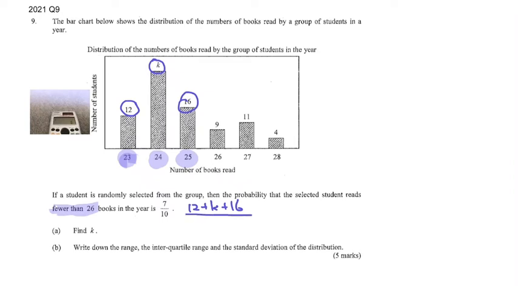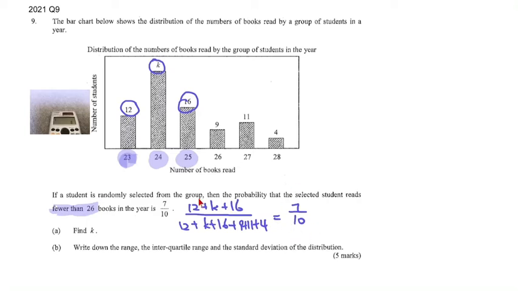Out of the total students, which is 12 plus K plus 16 plus 9 plus 11 plus 4, the probability is 7 out of 10. So probability is basically the wanted things, those fewer than 26, over the total things: 12, K, 16, 9, 11, 4. These all you add up. That will equal the probability that you have.